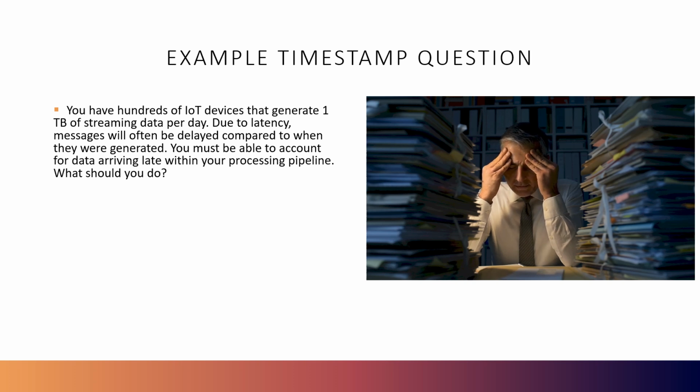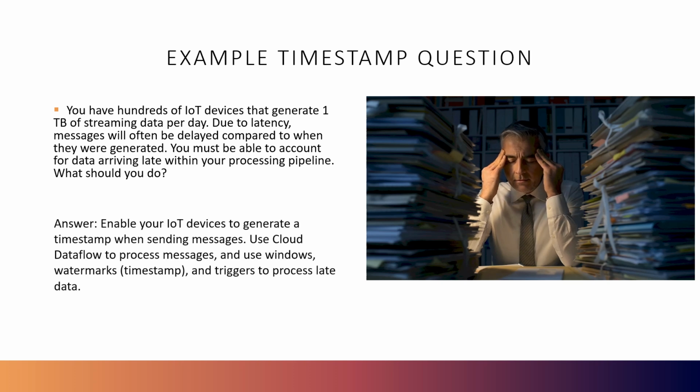Now over here on the right is the example code on how to apply a timestamp. All right, let's look at an example timestamp question. You have hundreds of IoT devices that generate 1 terabyte of streaming data per day. Due to latency, messages will often be delayed compared to when they were generated. You must be able to account for data arriving late within your processing pipeline. What should you do? Okay, so what you should do here is you want to enable your IoT devices to generate a timestamp when sending messages. You're going to use Dataflow to process the messages and use windows, watermarks with timestamps, and triggers to process the late data.